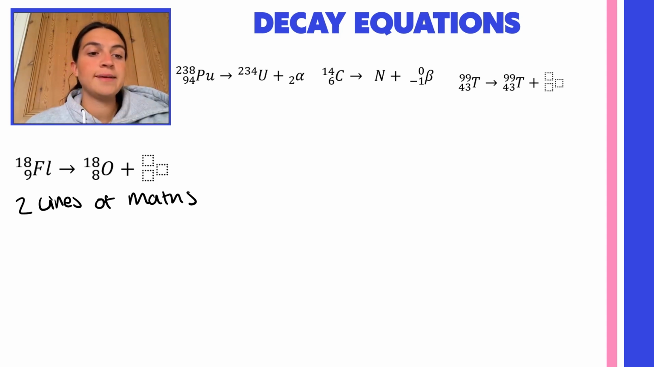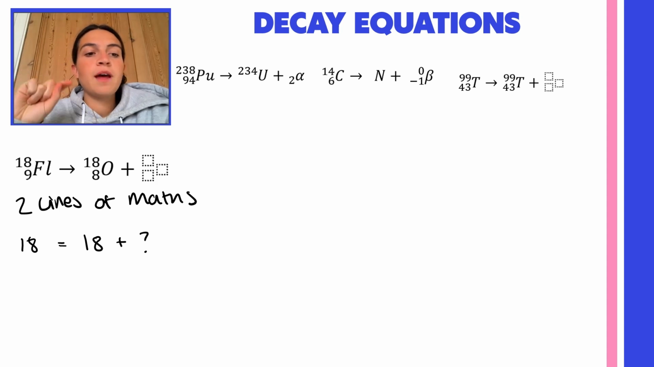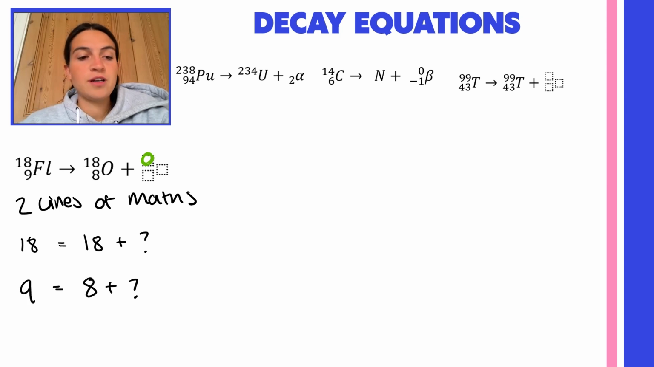I'm going to write 18 on my left hand side with that fluorine is equal to, remember any sign with an arrow here is just going to be equivalent to an equal to sign, 18 over that oxygen plus something. That something is obviously going to be 0 because 18 is 18 plus 0. And then the bottom line of maths, we have 9 is equal to 8 plus something. So that something must be plus 1.